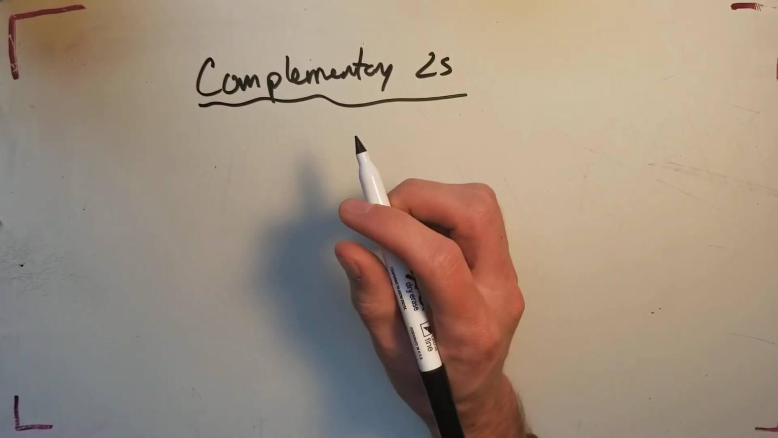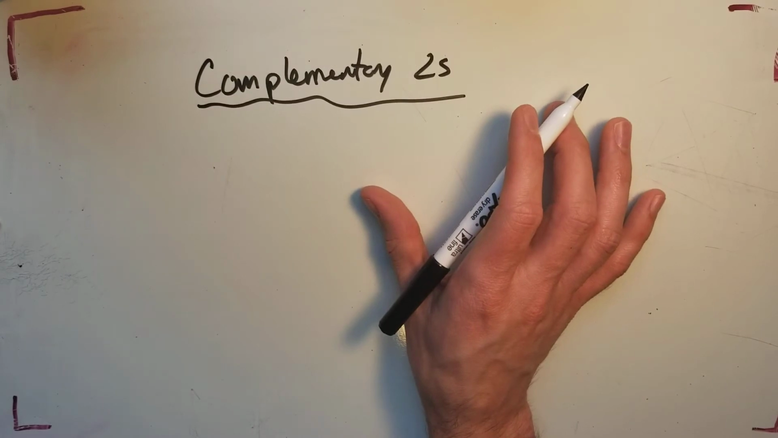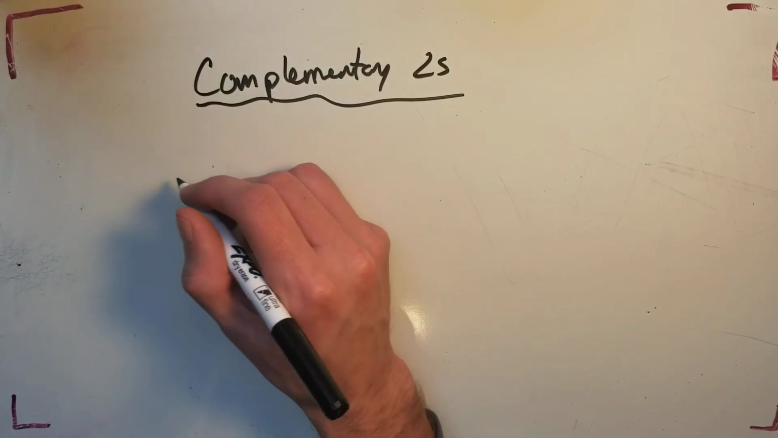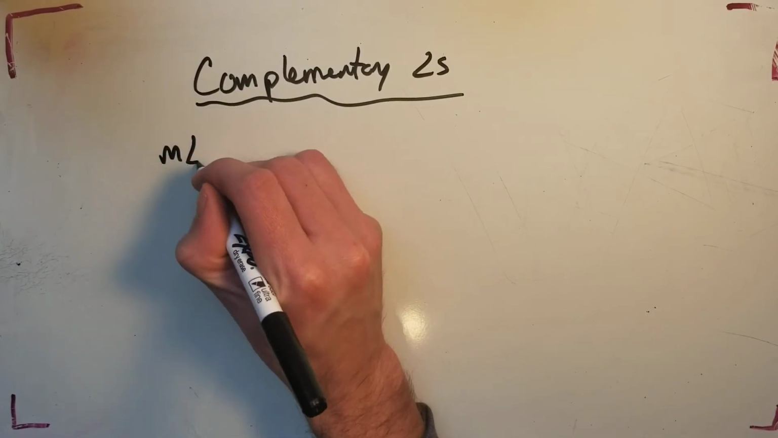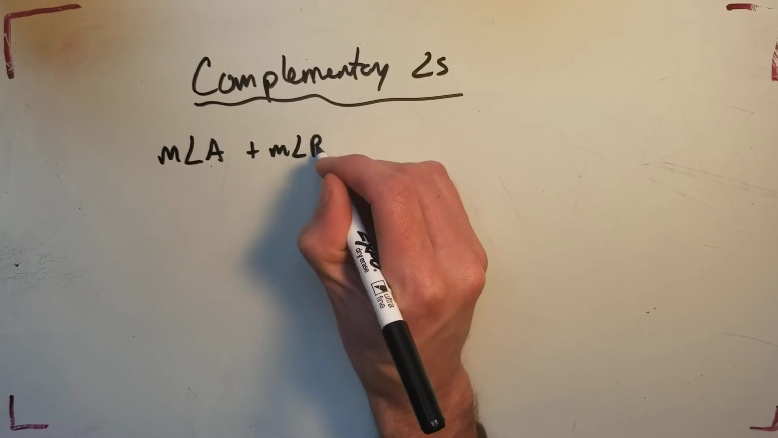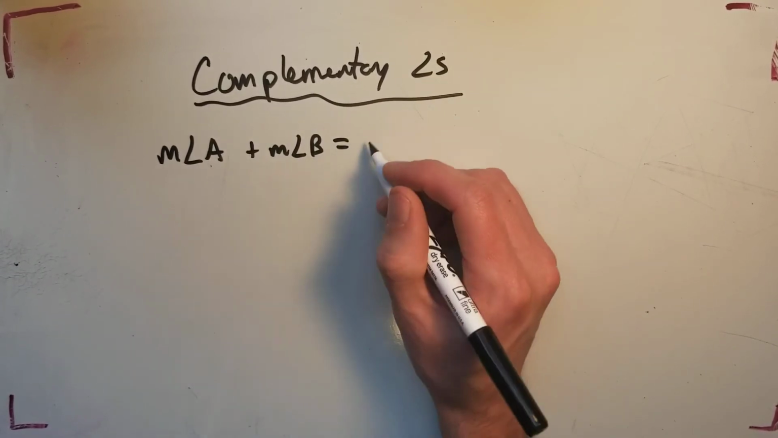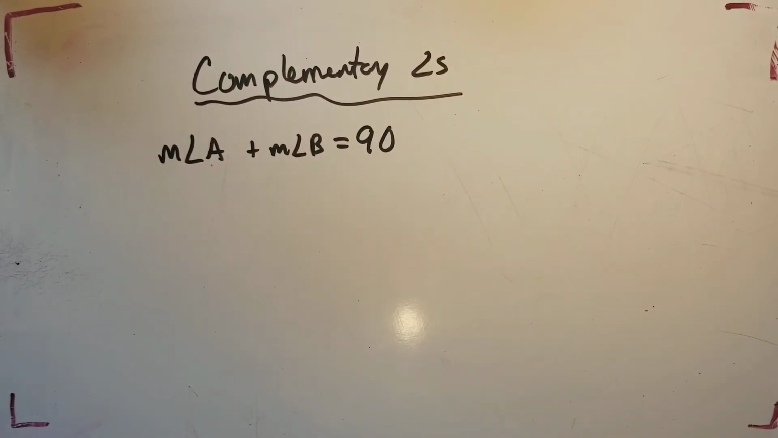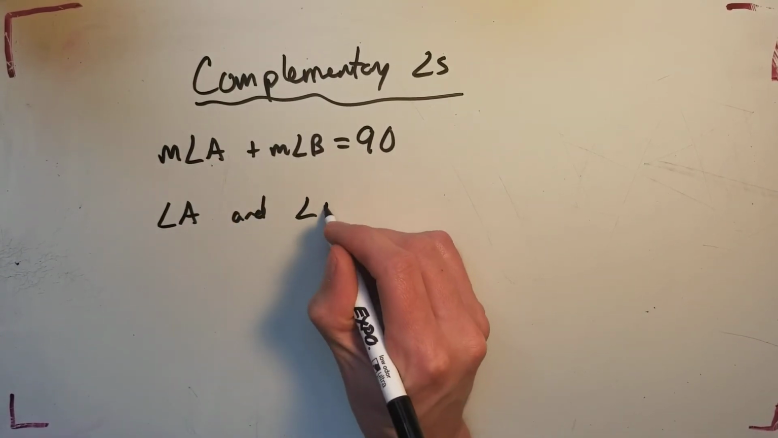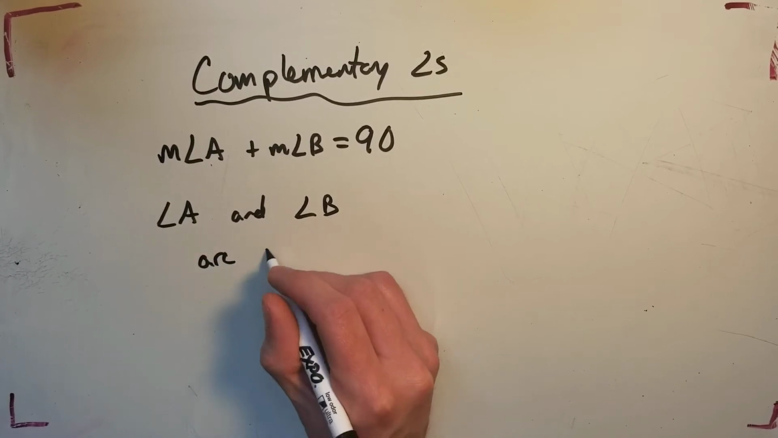What's special about complementary angles is this is a pair of angles whose sum is 90 degrees. So let's say we have the measure of angle A, we don't know what that is, plus the measure of angle B. If when you add the two angles together they equal 90, we call them complementary. So angle A and angle B are complementary.